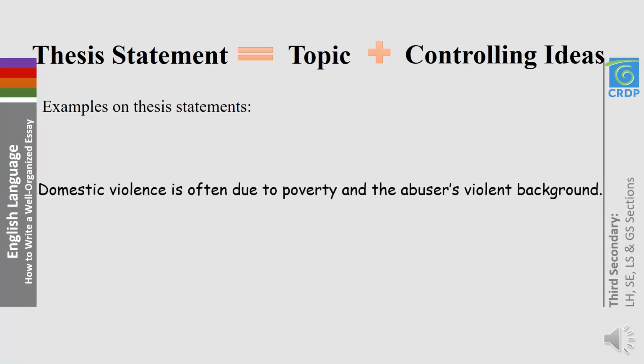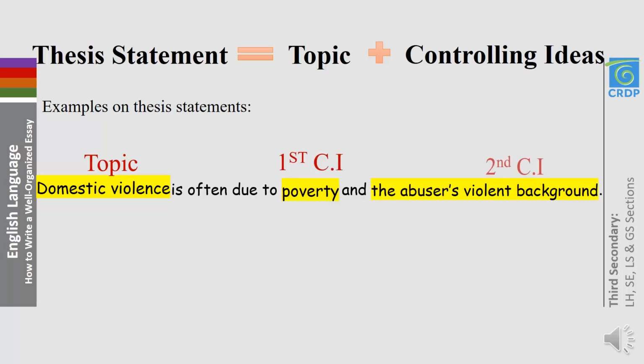The first example is: domestic violence is often due to poverty and the abuser's violent background. Here it's a good thesis statement. Why? Because it mentions the topic, domestic violence, and it mentions the first controlling idea, poverty, and the second controlling idea, the abuser's violent background. So here the author wants to discuss two causes of domestic violence, which are poverty and abuser's violent background.